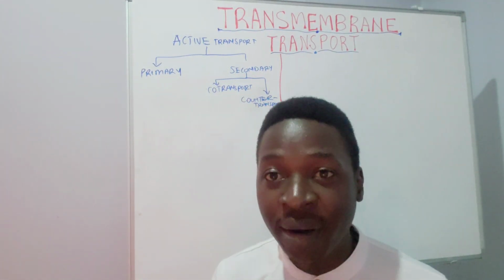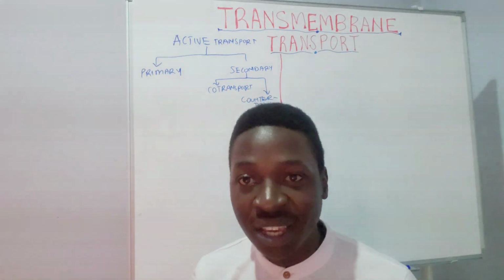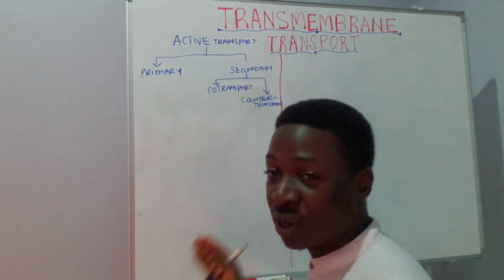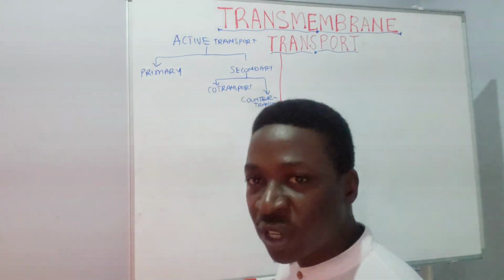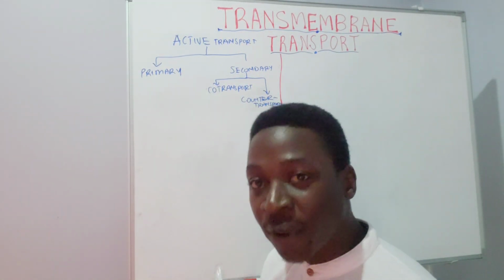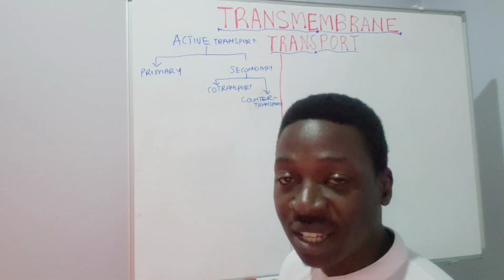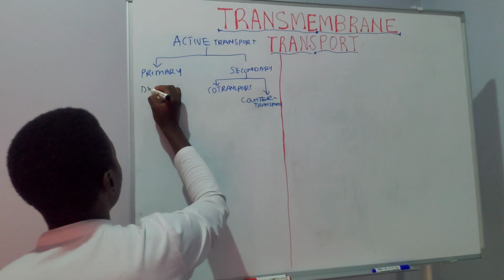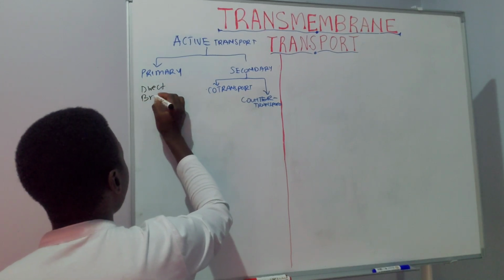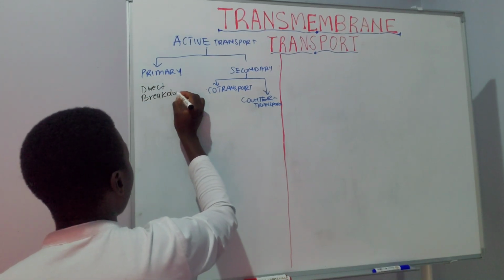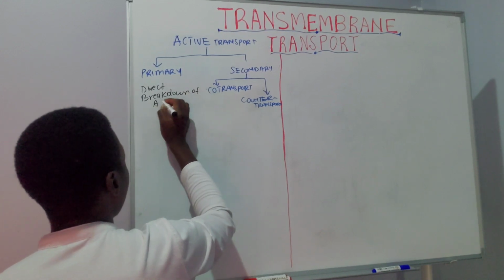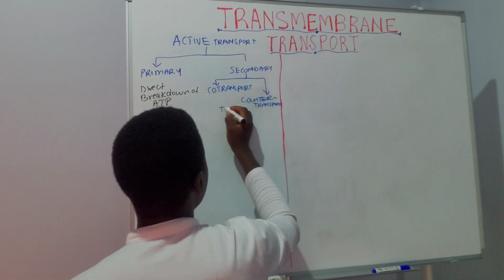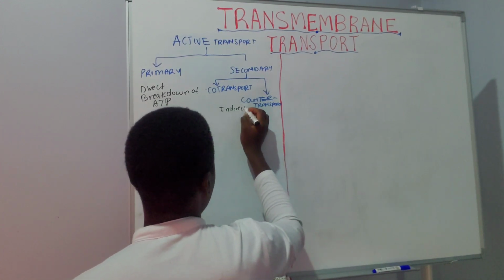We said we have primary active transport and then we have secondary active transport. So let's focus here. Primary active transport is a mode of transport that involves direct cleavage of energy, or ATP. So here we have direct breakdown of ATP, whereas secondary uses an indirect source of energy.